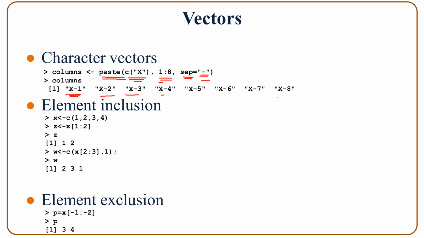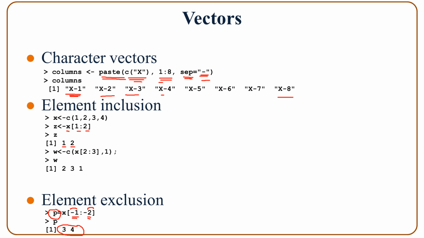Elements with a positive sign means element inclusion. So if you say x[1:2], then the result includes the first and the second element in x, which are 1 and 2. But if you have the negative sign, like let's say -1 and -2, then the result in P actually does not include the first and the second element. So if you look at P, then P contains 3 and 4, and there are no first and second elements in here.